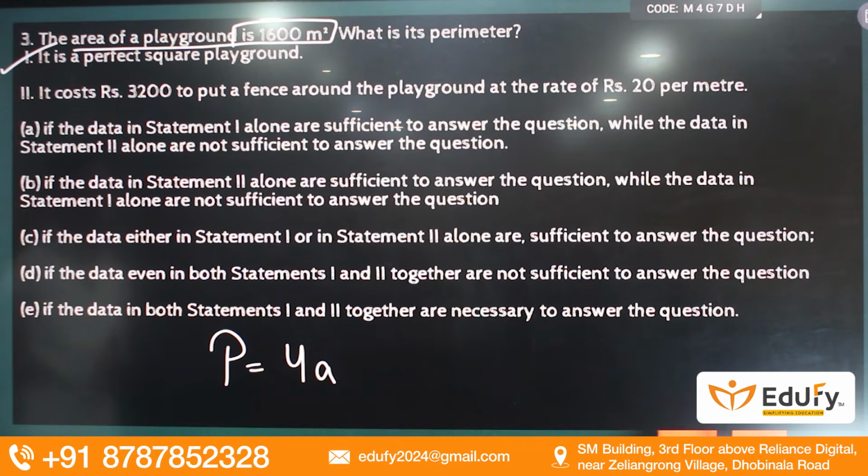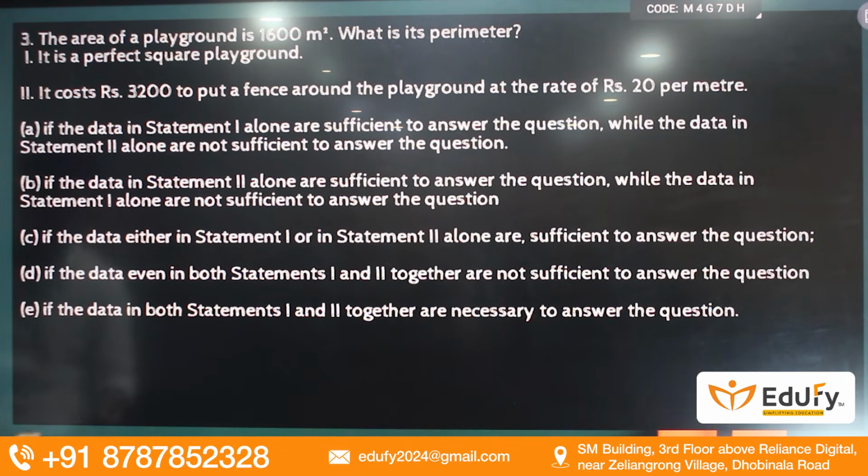Now the options say whether we can solve this with one statement, or whether we can solve it with both of them together or separately, etc. So you have 5 options here. I will try to find out with the first statement first. Since I know that the area of this playground is 1600, let me go to the next page so that we can calculate.